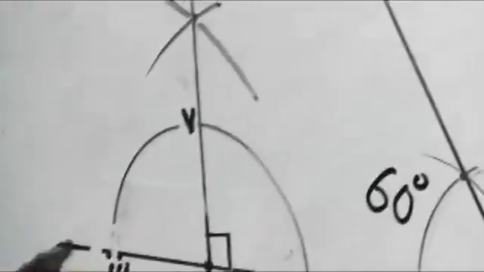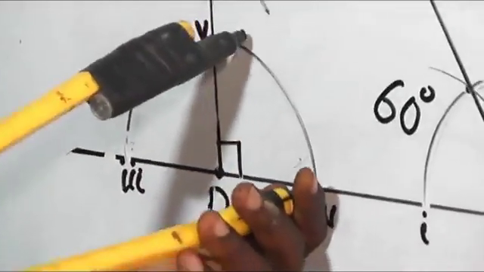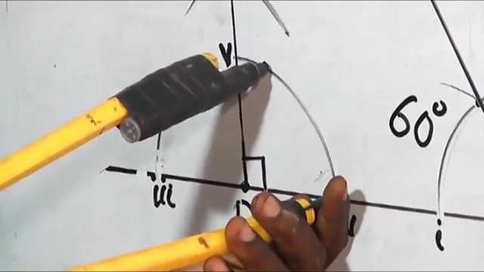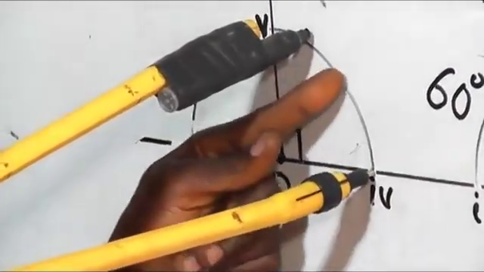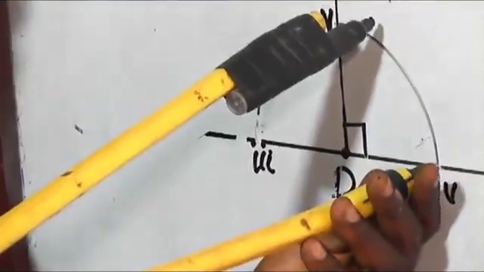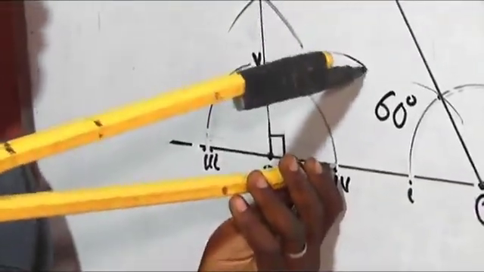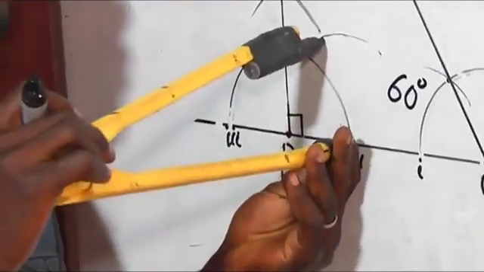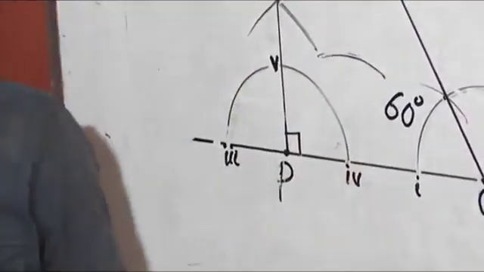Are we together? Now you pick any radius of your choice, or you can pick more than half the distance of this angle. More than half the distance of this angle, okay? You can see that this is more than half. The half should be somewhere around here, okay? So when you pick this, then you place it at IV, you draw an arc, alright? Sorry, the marker is not that clear on the board, but I believe you can see what I'm doing. Alright, so you have that arc there.